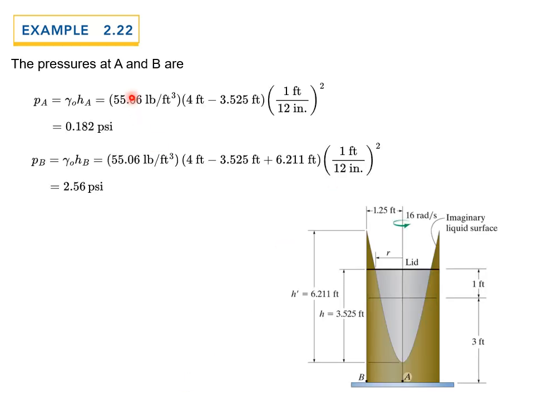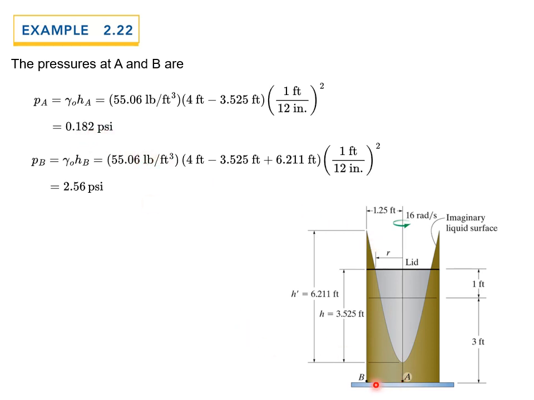Now we can determine the pressures, because the pressure at A here is going to be gamma times h_A. So how high is h_A? Well, it's this distance here: 4 feet minus the 3.525 feet. We know this distance, we know that distance, we can subtract them and get h_A, the height from here to there. It turns out it's 0.182 psi.